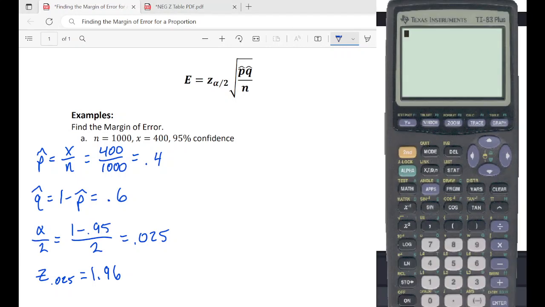Now if you wanted to use a calculator, very simple. All you're going to do is go to second vars, inverse norm, and for your area you're going to type in 0.025. Everything else stays the same or is left blank. Hit enter and we get negative 1.959, so it's 1.96, but again we don't care about the negative, just the number itself. We just want the positive version of it. So you can use your chart or your calculator, whichever you think is easiest.